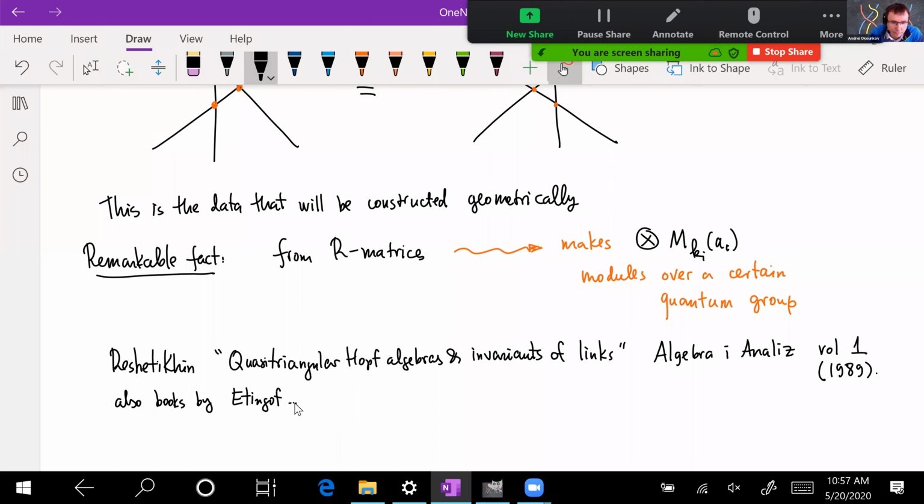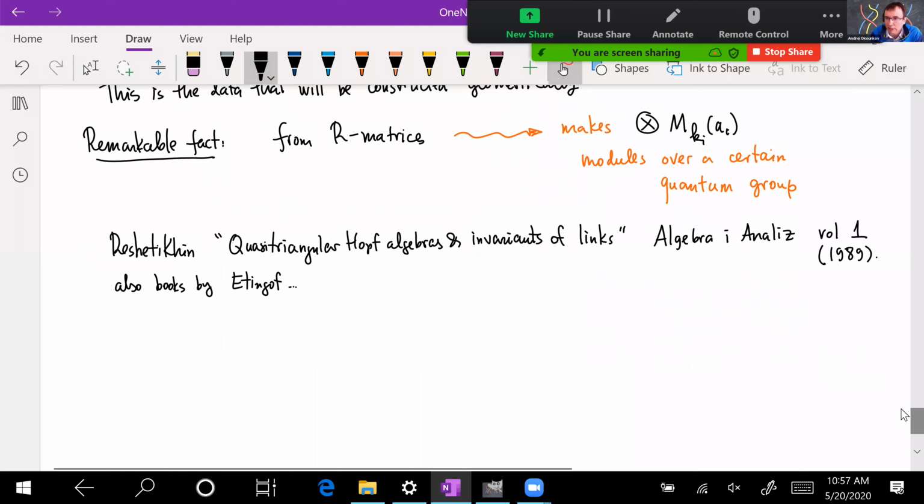But how do we get this? So we have a solution. So what's the data? The data, we have a solution of this Yang-Baxter equation for some collection of spaces. And the data is first we extend.